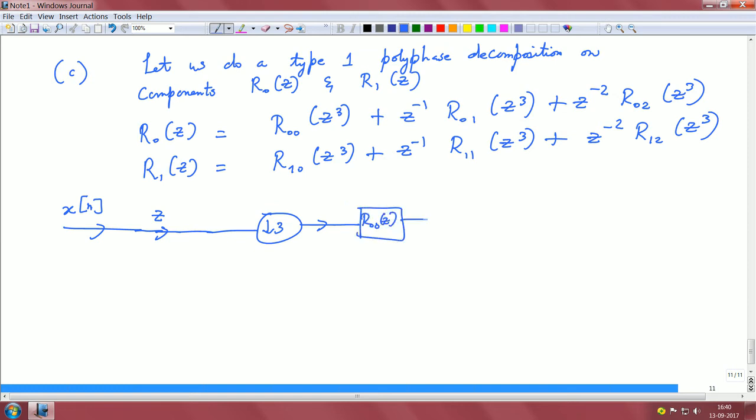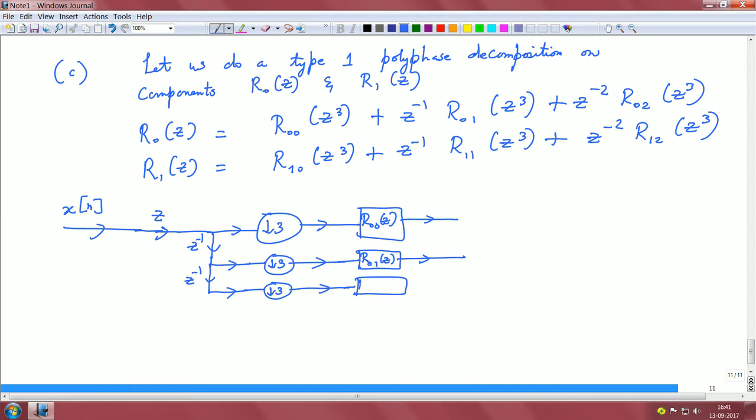I get R00 of z, delay, downsample by 3, R01 of z, then one more delay, downsample by 3, followed by filtering with this filter R02 of z, and then I combine all of these components together, and then I upsample by 2 followed by a delay, right?